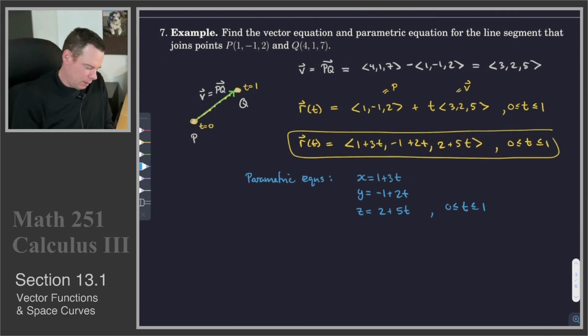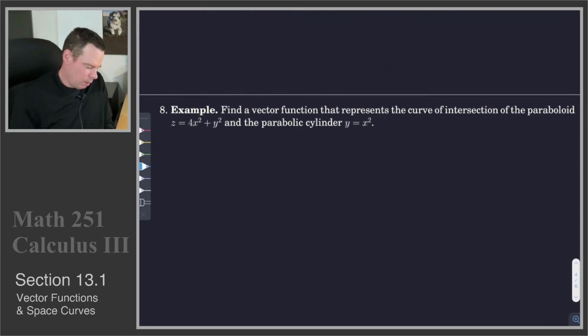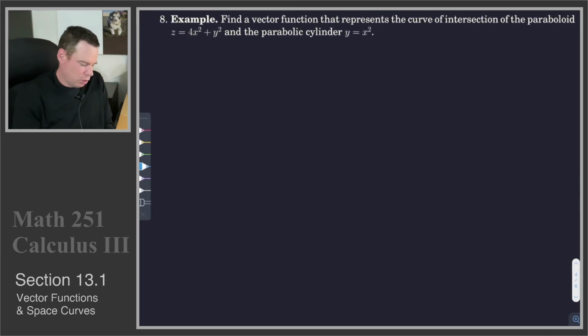Let's have a look at the last example. We want to find a vector function that represents the curve of intersection of these two surfaces. So we've got what we call a paraboloid, and we've got our parabolic cylinder. So what do we want to do? Well, we want to find x, y, and z such that those are components of a point that live on both surfaces.